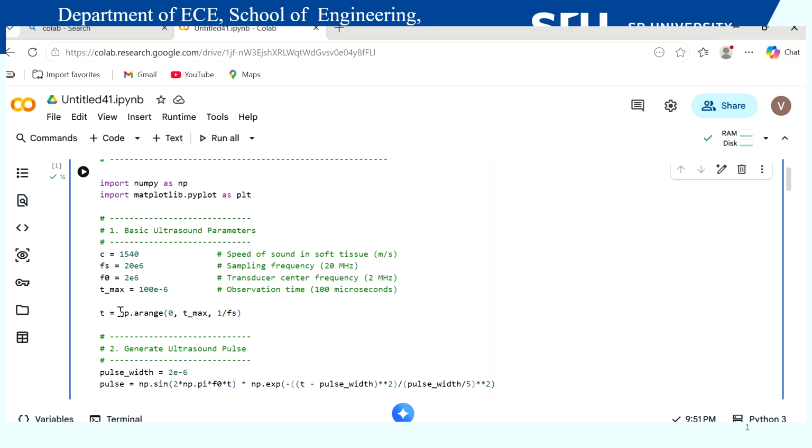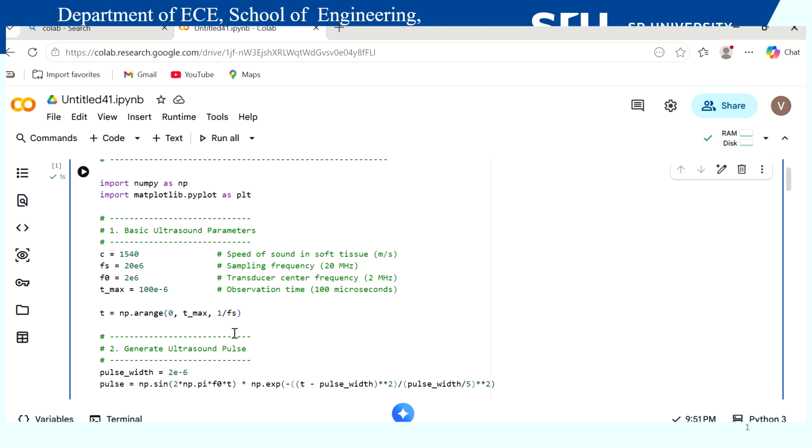And then F naught is equal to 2e6, the transducer center frequency, which is 2 megahertz. This is the frequency of the emitted ultrasound wave. And then T max is equal to 100e-6. It is the total maximum observation time, equal to 100 microseconds, and this determines how deep we can see, how deep it is visible to us.